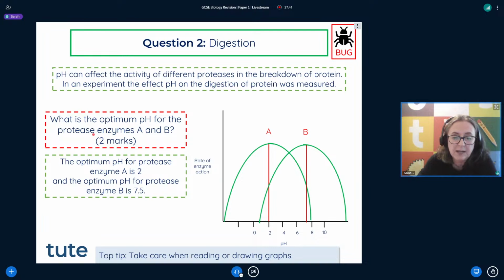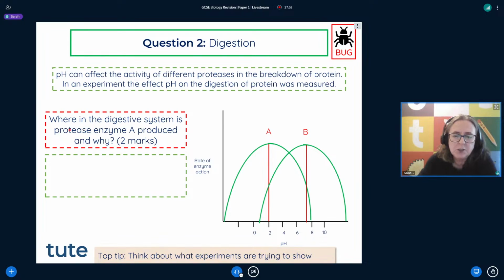And you'll be given those marks if correct, so just take care when reading your graphs and drawing graphs, because it's actually quite easy marks to get. You don't need to know anything. You just need to be able to read that graph accurately. Okay, so the next question is asking where. So there's our command word. In the digestive system is the protease enzyme produced, and this is for 2 marks. Okay, so the protease enzyme A is clearly working best at an acidic pH.